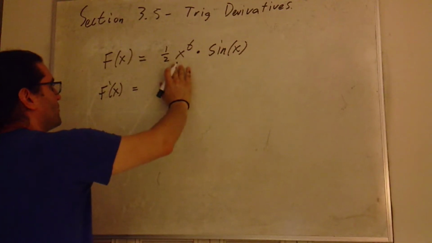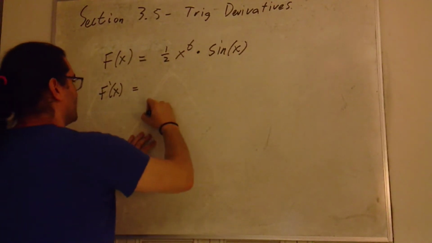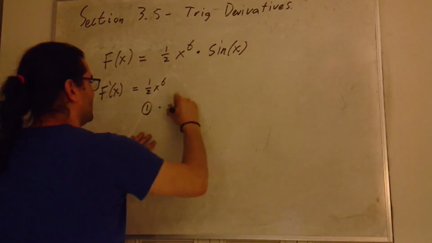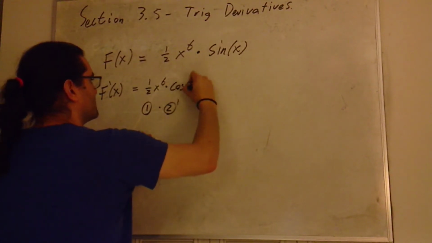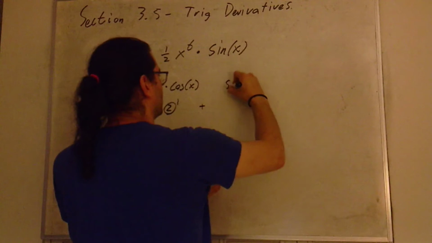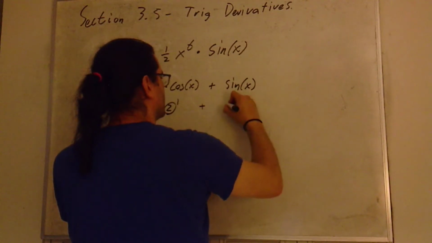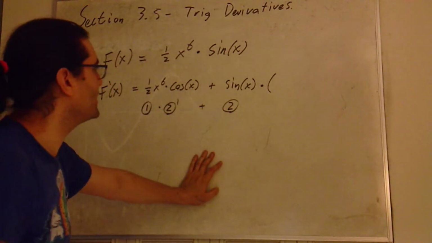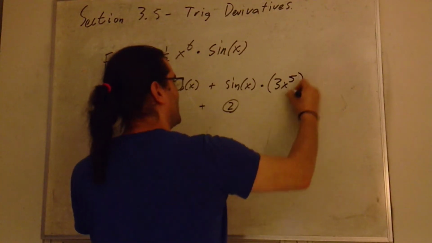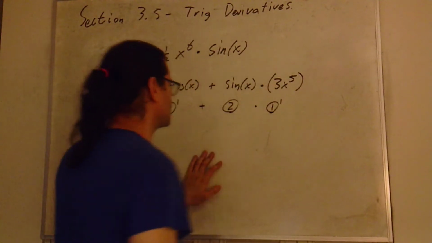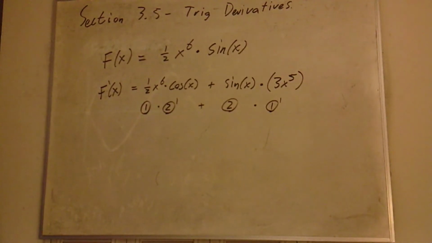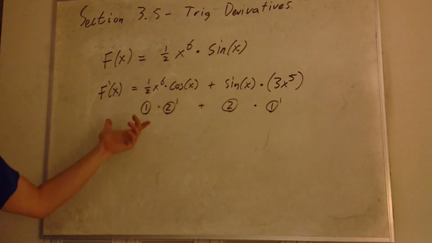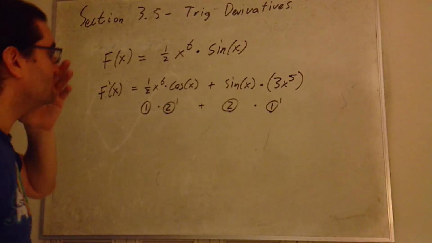I can just use the product rule, get myself a nice answer. So, product rule is the first, 1/2 x to the 6th, times the derivative of the second, which is cosine x, plus the second, which is sine x, times the derivative of the first, which should be 3x to the 5th. That's all there is to it. Individually, we can take these derivatives. Together, we know the product rule. We got this under control.